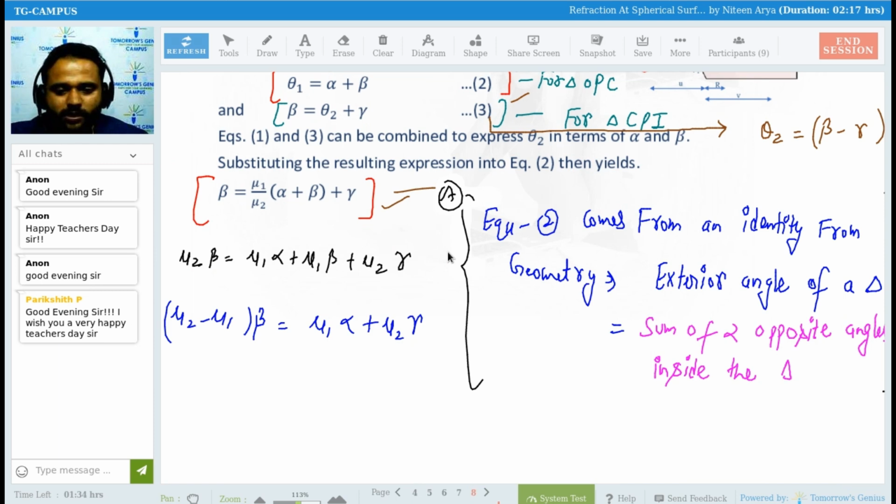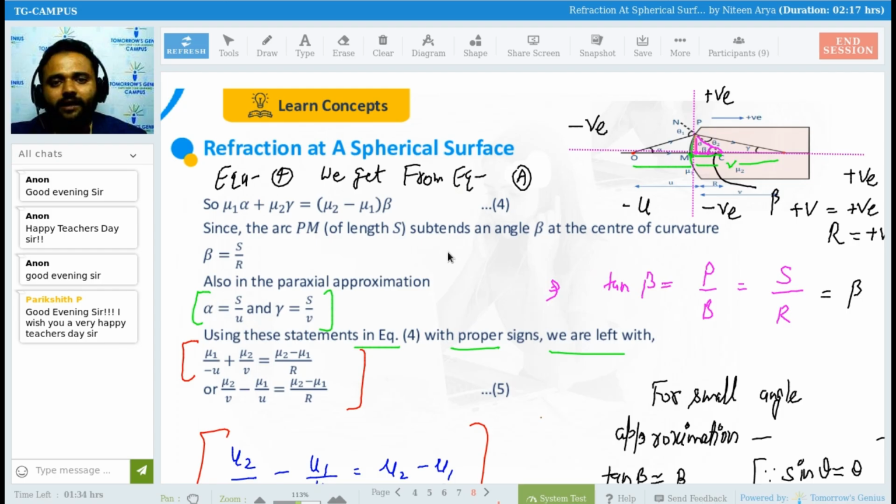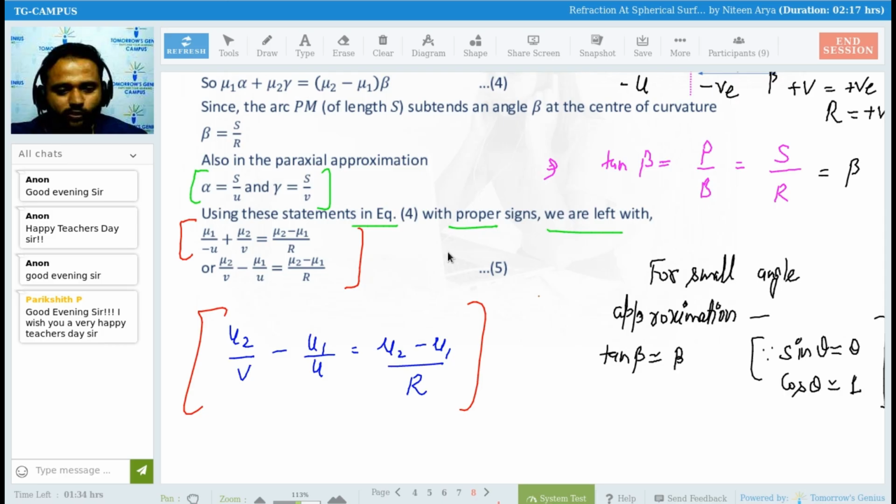What is on the next page? Equation 4. After finding equation 4, we can find the beta, gamma and alpha values. The moment we find the beta, gamma and alpha values, we can get mu2 upon v minus mu1 upon u equals mu2 minus mu1 by R. So that is the famous relation. This is the relation between u, v and R for refraction at a spherical surface. Is this clear till now? This one is clear or not?